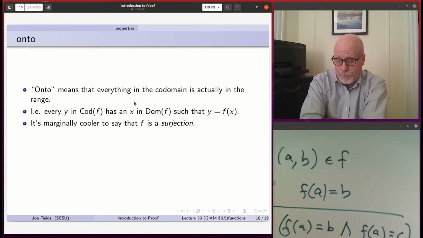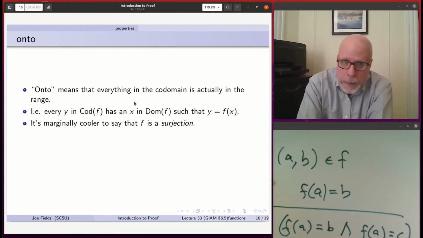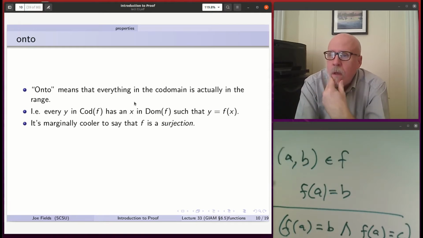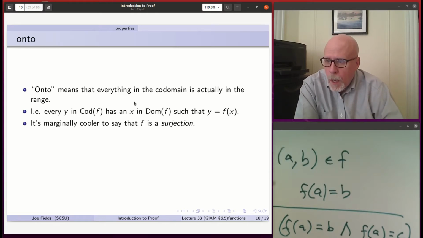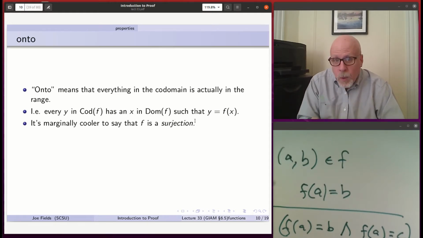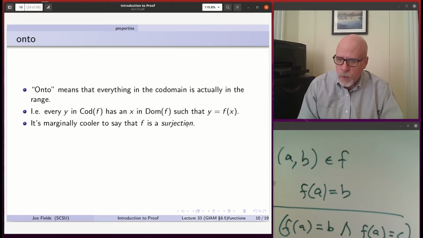Let's do onto first. Onto means that everything in the codomain is actually in the range. Okay, that is, you map onto the entire set B. The things that are potential right-hand sides actually are right-hand sides. And I don't know if marginally cooler is the right way to say this, but you're talking about F being a surjection. That's a noun form. F is a surjection. That's a type of function or a subcategory of functions that has this property that the range is equal to the codomain.